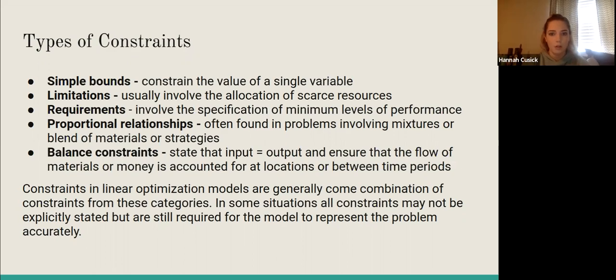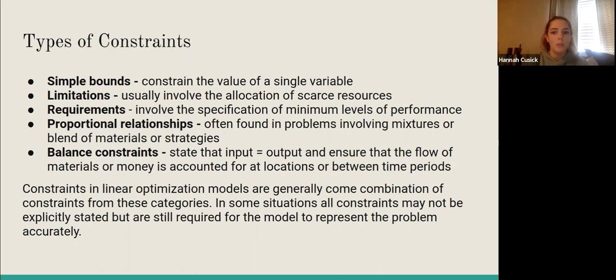And then the final constraint is a balance constraint, which states that the input has to equal the output, and it ensures that the flow of materials or money is accounted for at locations or in between time periods. Examples of balance constraints could include production in June plus any available inventory must equal June's inventory held in July. Or the total amount shipped to a distribution center from all plants must equal the amount shipped from the distribution center to all customers.